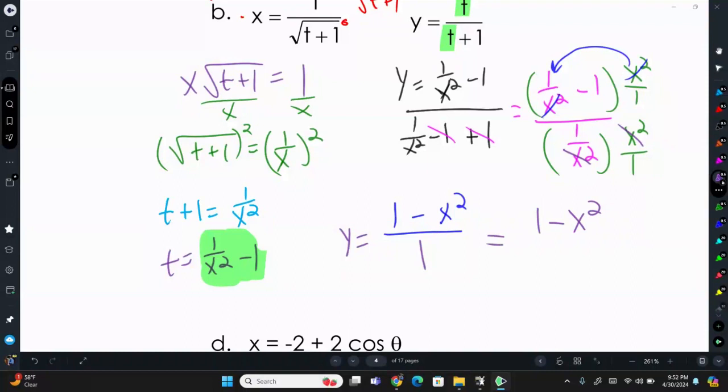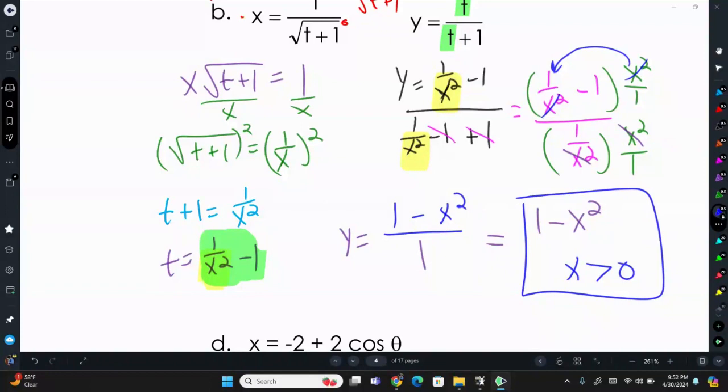Now, it is important to note that for your domain, x has to be bigger than 0, because in our original, we had x in the denominator right here, x in the denominator, x in the denominator. So we do need to say x has to be greater than 0 for that.